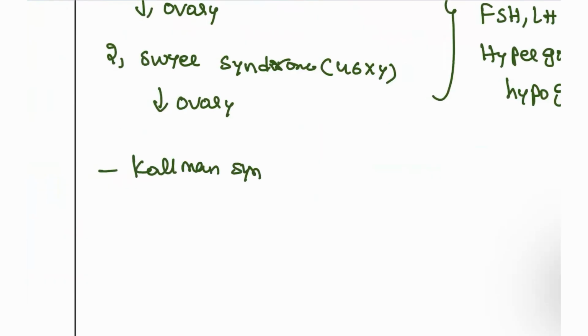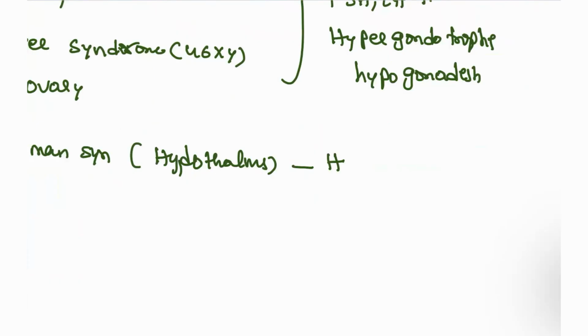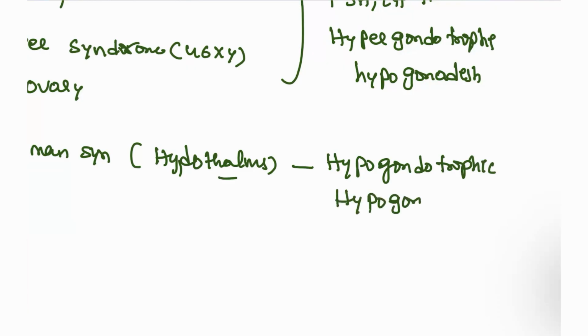Kallmann syndrome is mostly due to hypothalamic disturbance. This patient is usually hypogonadotropic. In the FSH and LH from the hypothalamus only there is a disturbance, and the same with the gonads. So hypogonadism is what is seen in patients with Kallmann syndrome.